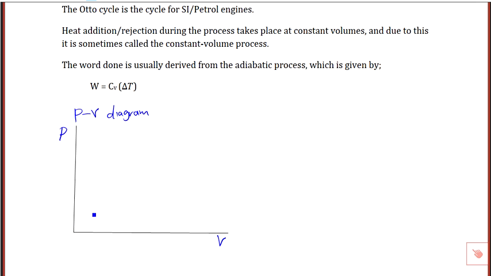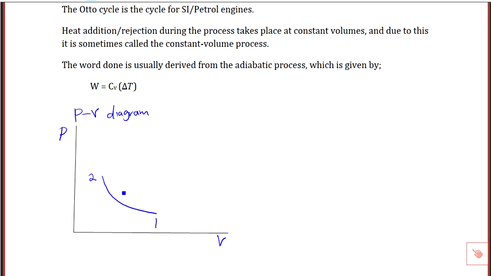If you can recall the four processes that the engine undergoes, we have the induction stroke, compression, power stroke, and then the exhaust stroke. Now my PV diagram here is going to look like this. I usually like my process 1 to 2 to include the compression process. This is the compression process.